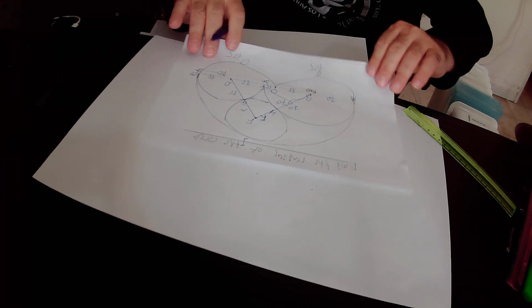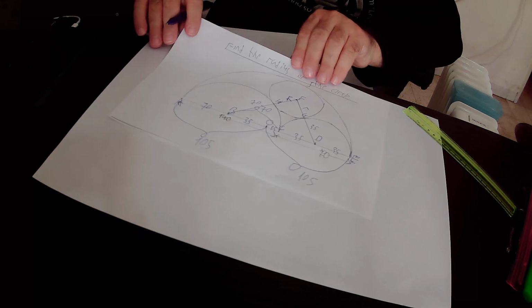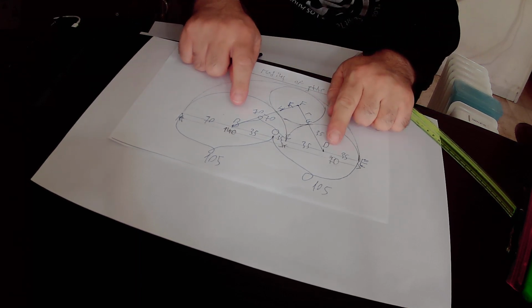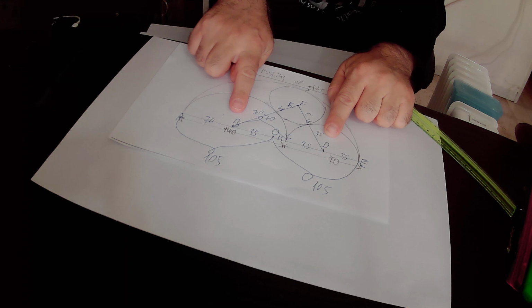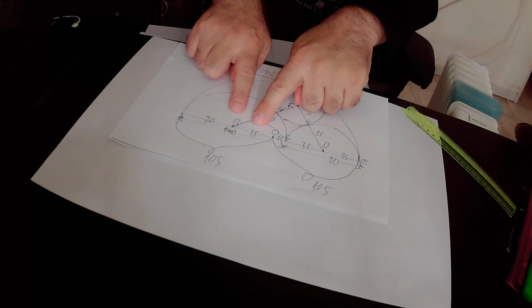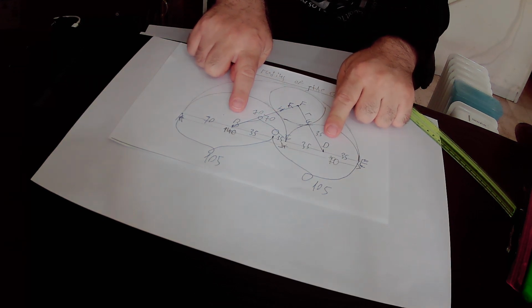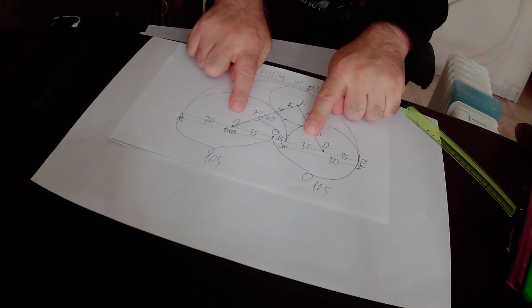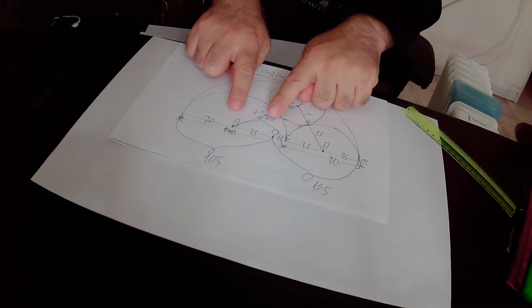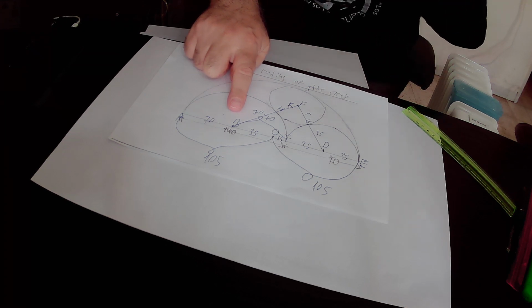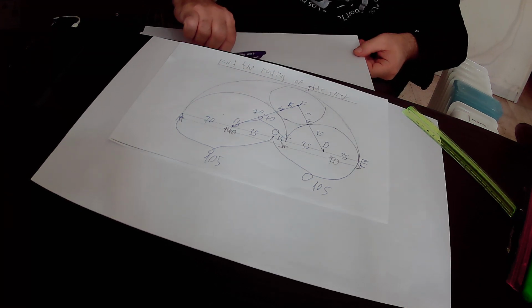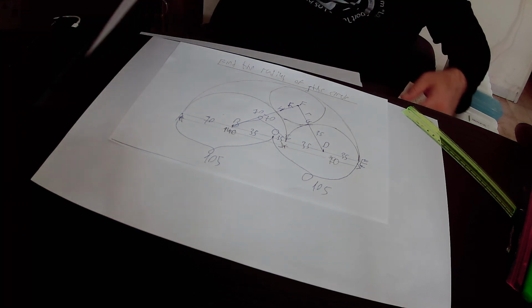And what is the length of line segment BD? From the drawing, it is very easy to see that BD equals 35 plus 35 plus 35. Again, BD equals BC, that is 35, plus CO, that is 35, plus OD, that is also 35. So BD equals 35 times 3, that is 105. BD equals 105 units.